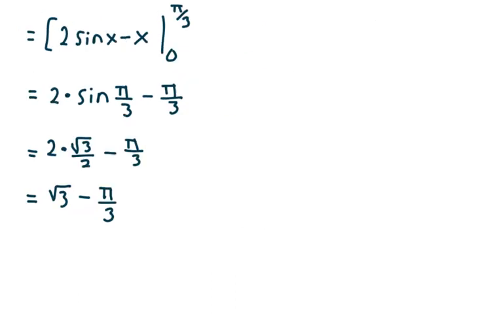So this is 2 sine x minus x evaluated from 0 to pi over 3. And when we're all said and done, it looks like we get square root of 3 minus pi over 3. So notice I just replace x with pi over 3. And then if I replace x with 0, that's just 0 anyway. And then when you subtract, you end up with square root of 3 minus pi over 3.